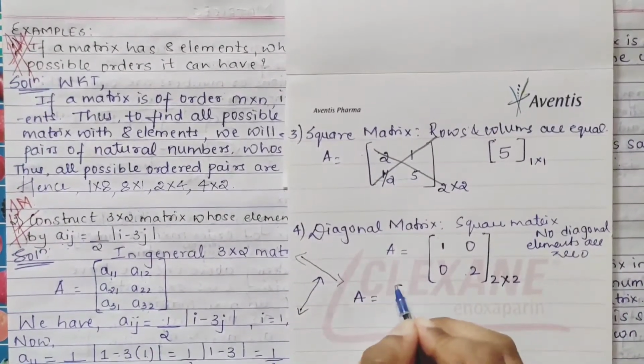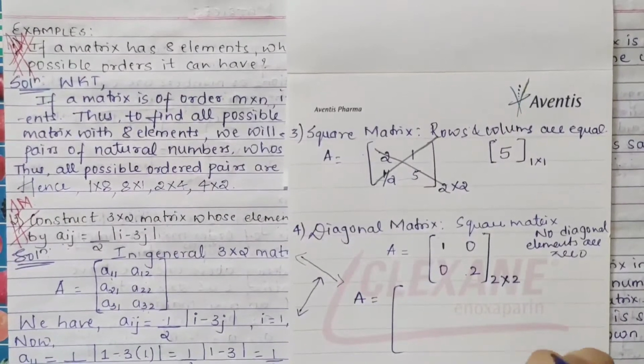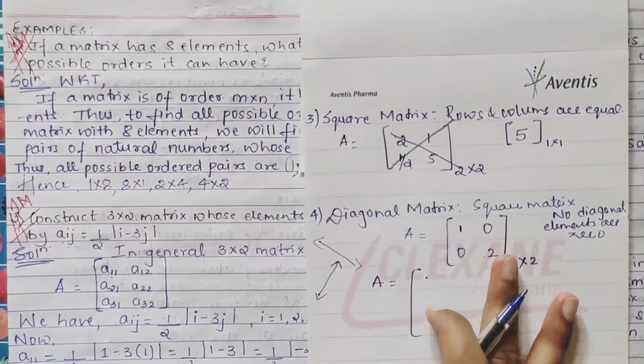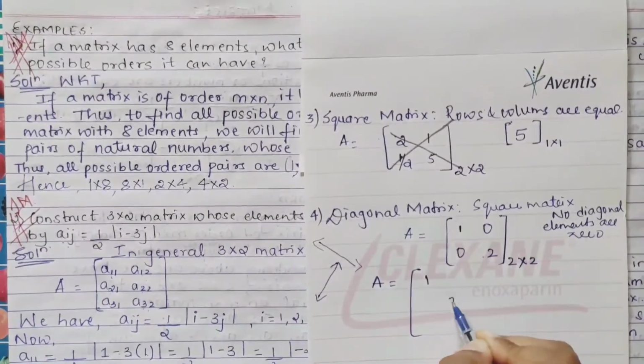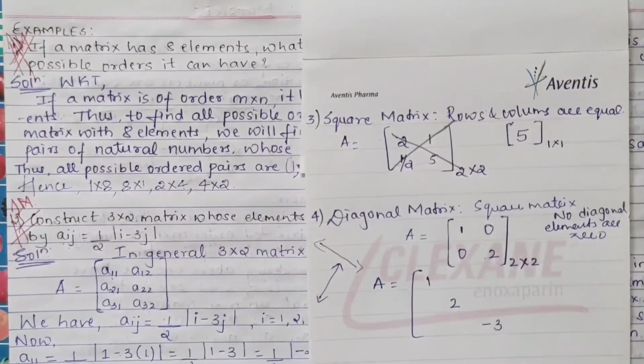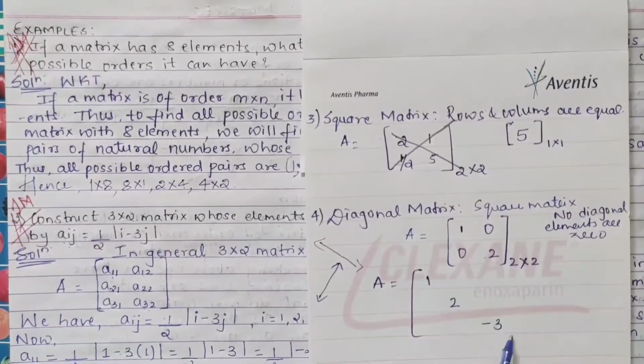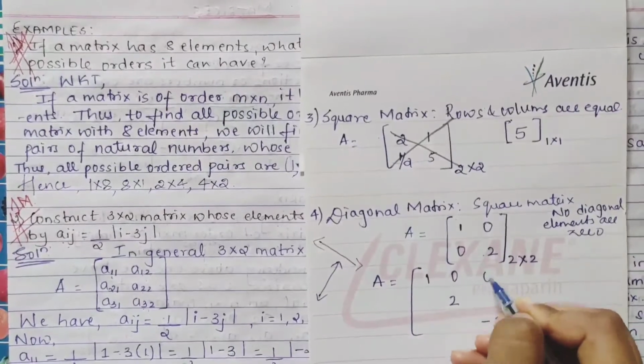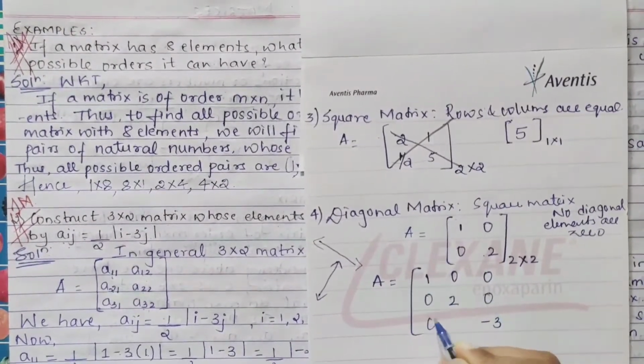If I am considering 3 cross 3, first I will write the diagonal elements. Diagonally there should be elements. Here I have 1, 2, and here I am writing minus 3. This is my diagonal. Diagonal elements should be there. Other than this, it is order 3, right? All the rest will be 0, 0, 0.